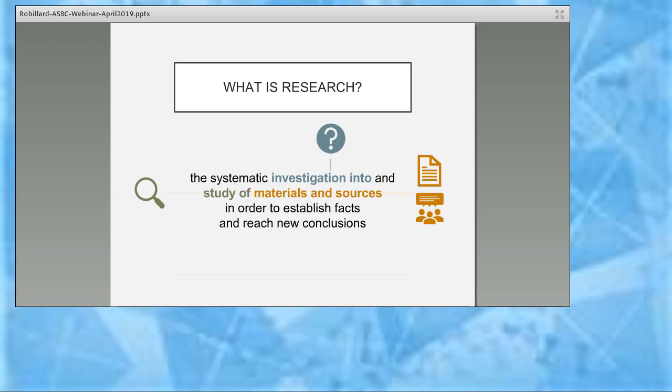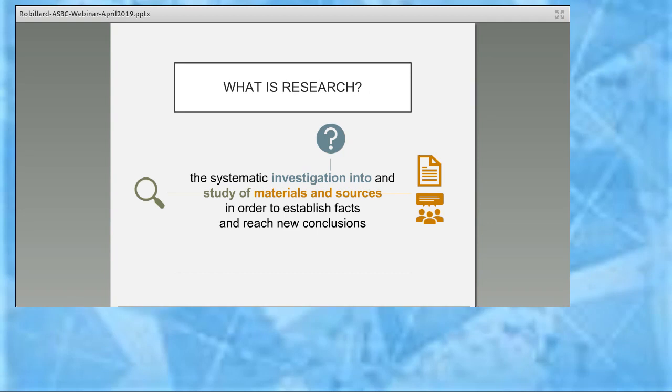The next part of the definition I want to look into is this idea that we need to study materials and sources. And those can be a whole range of different things. So for example, maybe my research question is, how is dementia portrayed in the media? In that case, the study that I'll need to do will be of media content. So maybe I'll go looking for newspaper articles, or maybe I'll go looking for movies or TV shows that portray dementia. And that will be the materials and the sources that I use for my research.